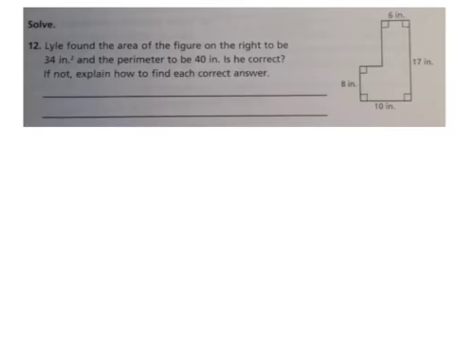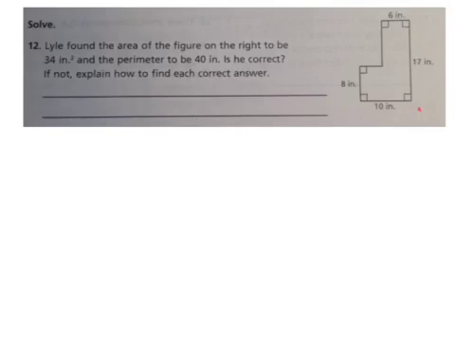Number 12 is asking us actually for quite a bit of information. We have to figure out both the area and the perimeter and then figure out if Lyle is correct. Because it says he found the area of this figure here to be 34 inches squared and the perimeter to be 40 inches. So we want to see if he's right or wrong. So let's find the perimeter first.